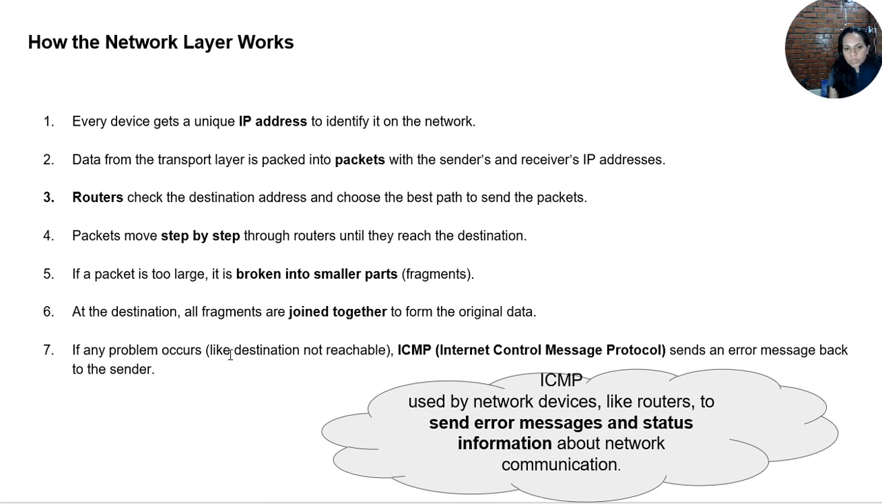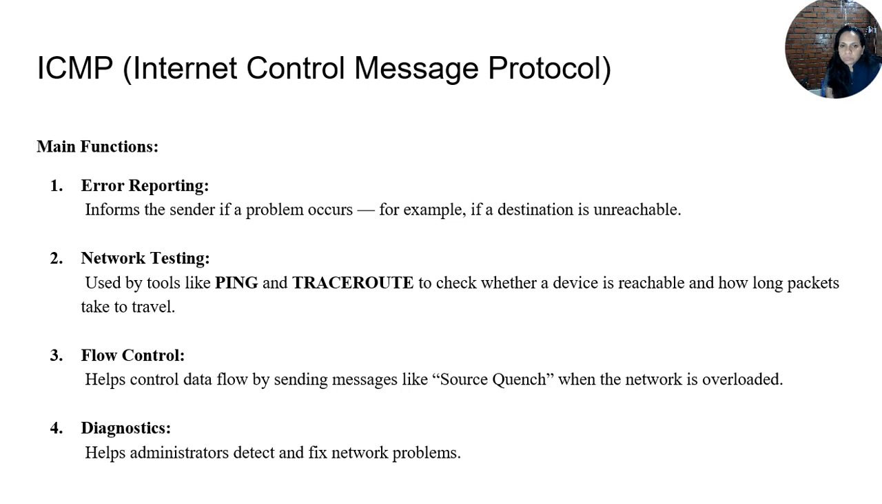If any problem occurs, like destination not reachable or any other problem, the ICMP protocol, that is Internet Control Message Protocol, sends an error message back to the sender. So ICMP is used by network devices like routers to send error messages and status information about network communication. ICMP's main functions are error reporting, network testing, flow control and diagnostics.